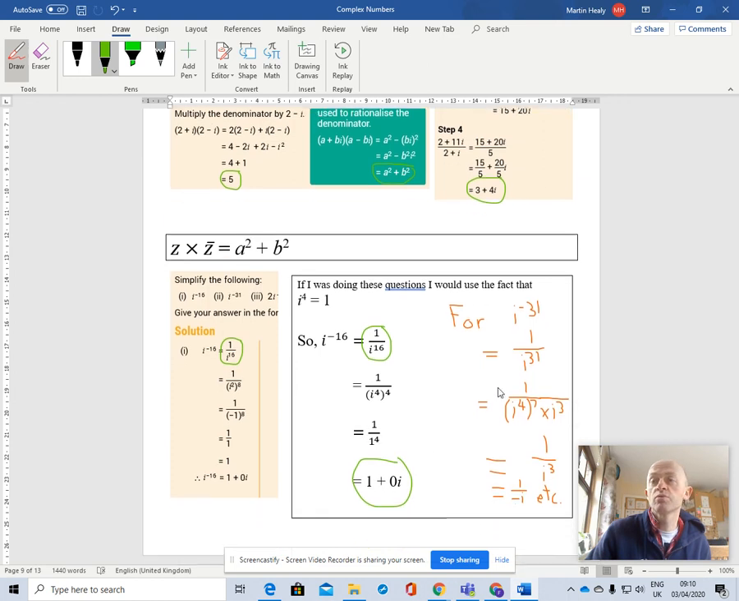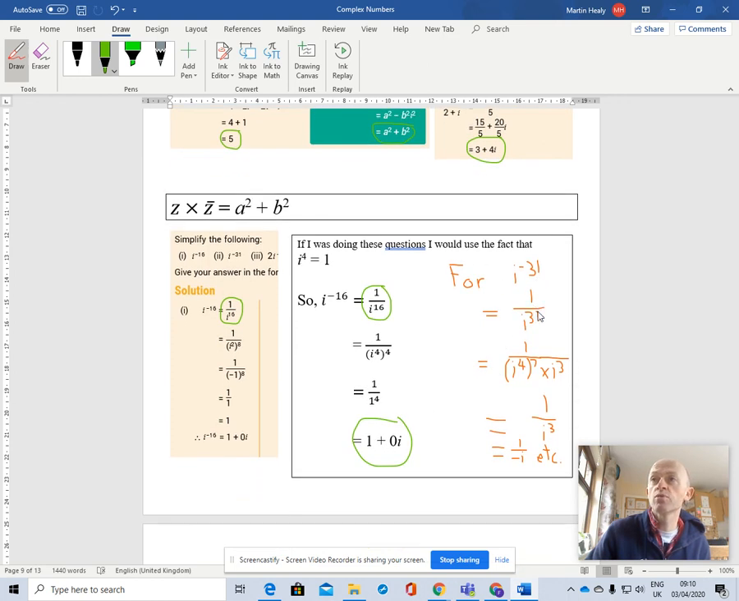And then just one more example here. i to the power minus 31 is 1 over i to the power 31. I factor out the 4 here. That would be 4 times 7 is 28. Remainder 3. So you end up with 1 over i cubed, and i cubed is equal to minus 1.